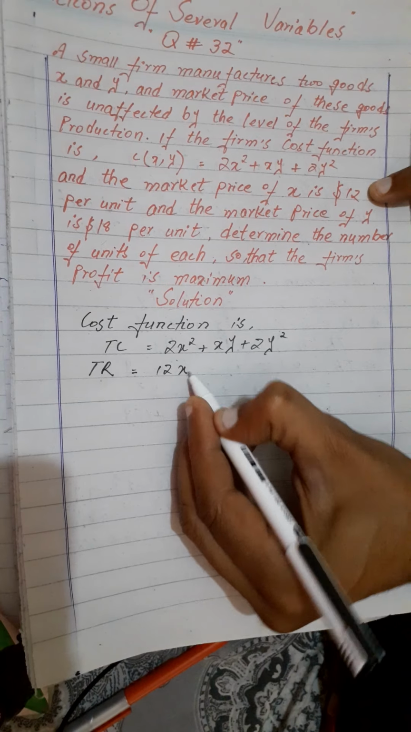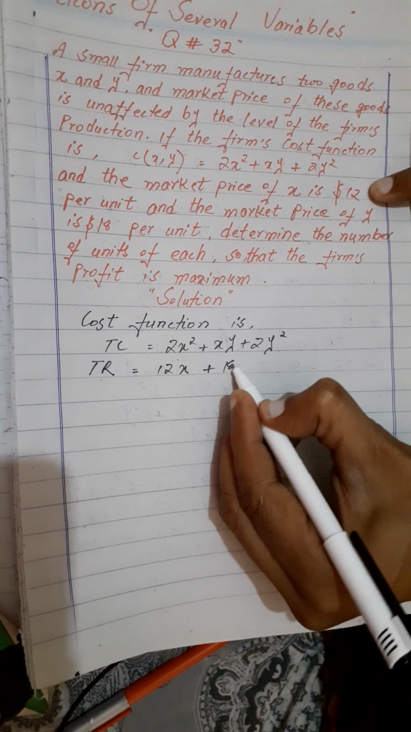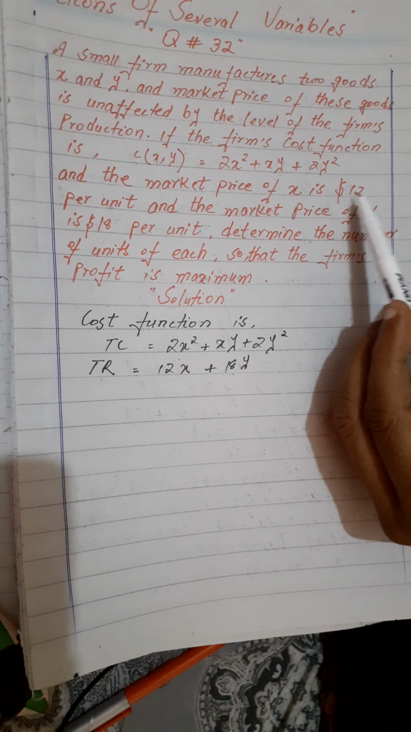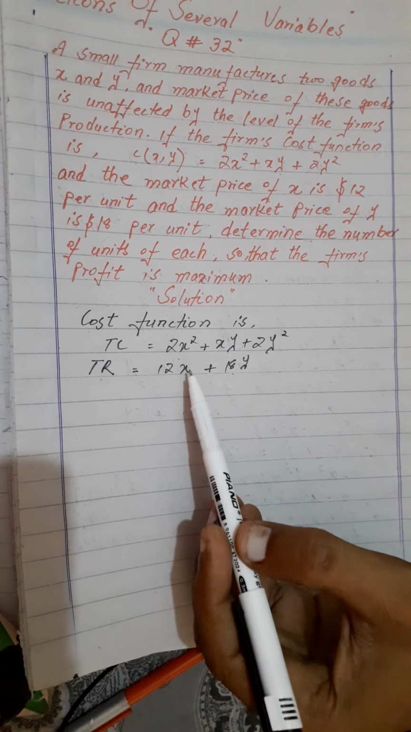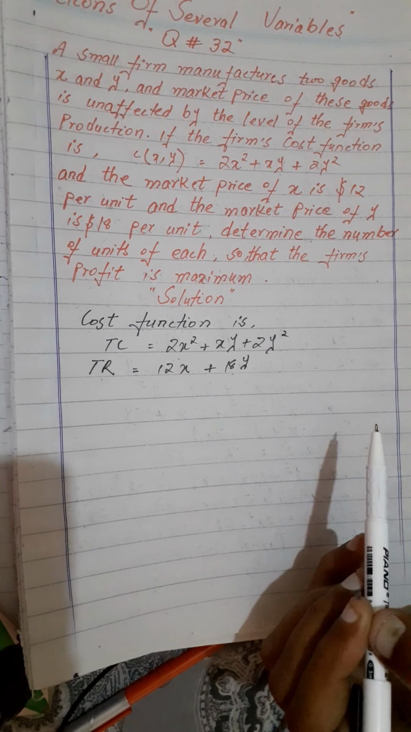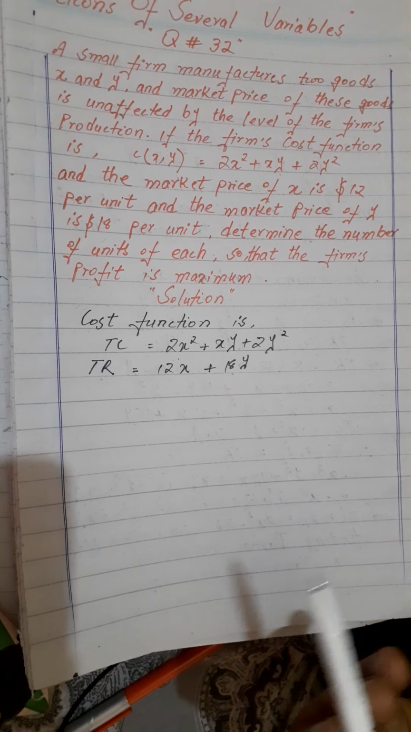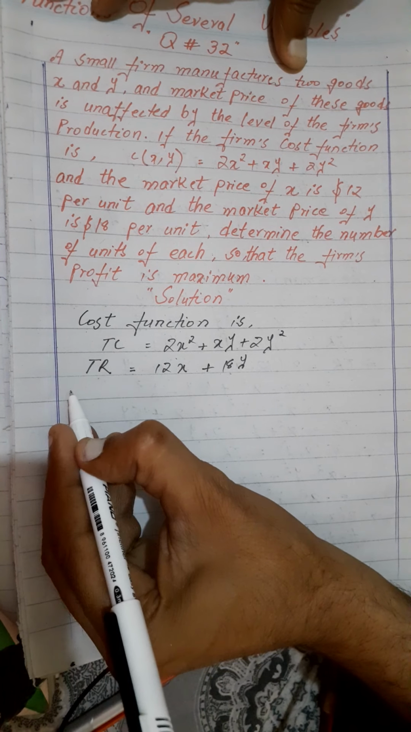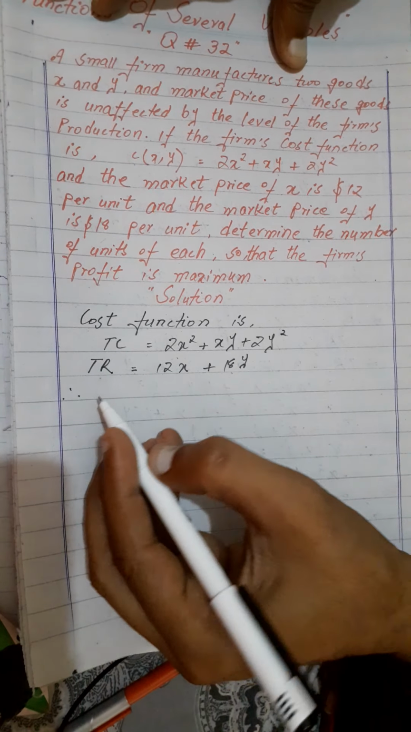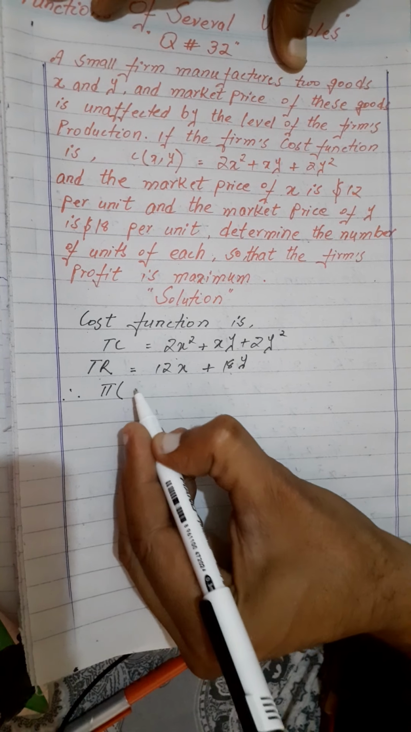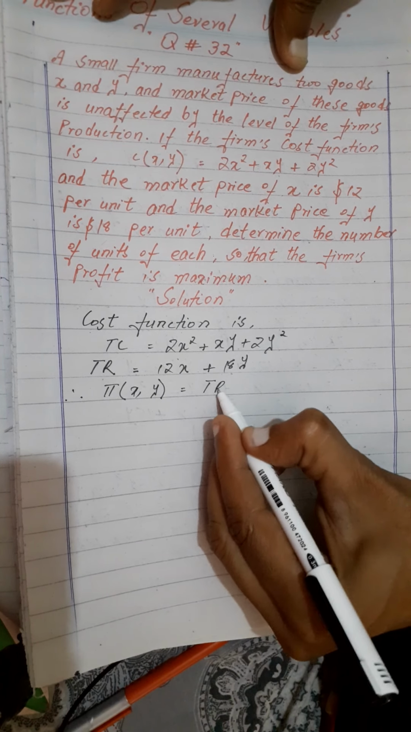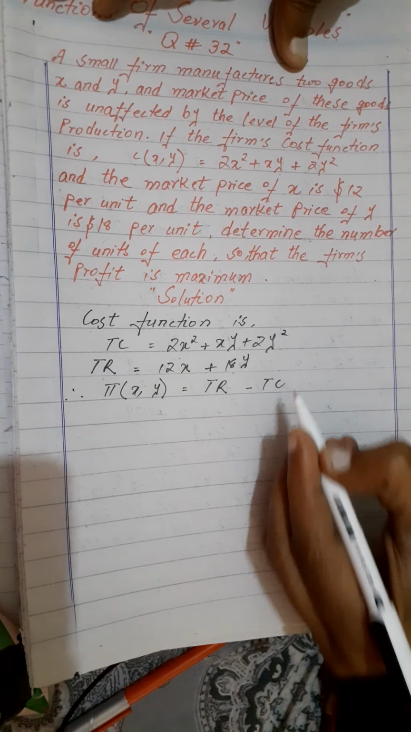$12 times x plus 18 times y, because it costs the firm $12 each unit of x and $18 for each unit of y. Therefore, the profit function is pi of xy equals total revenue minus total cost.